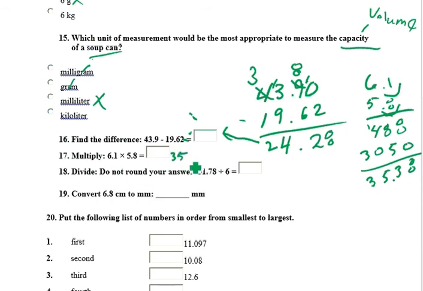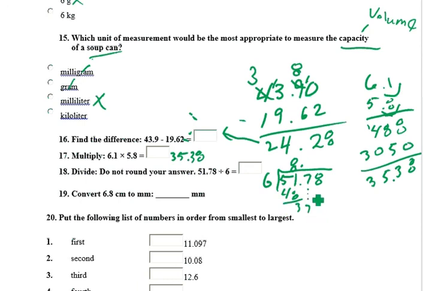35.38. And we've got one last division. Do not round your answer. 51.78 divided by 6. Bring your decimal straight up. 6 goes into 51 8 times, because 6 times 8 is 48. And 51 minus 48 is 3. Bring down the 7. 6 goes into 37 6 times.